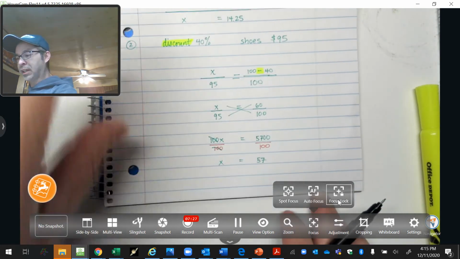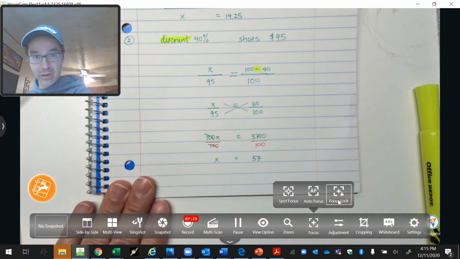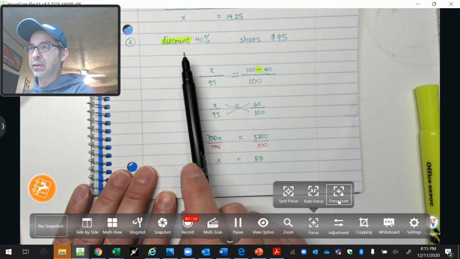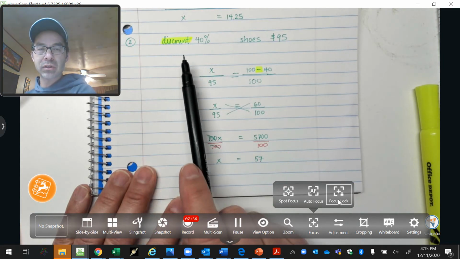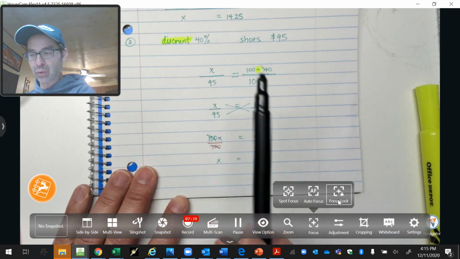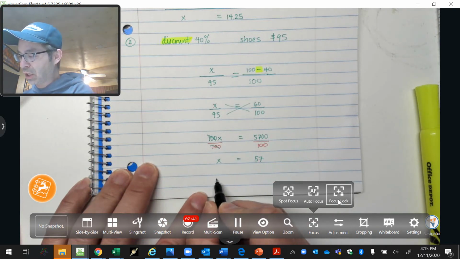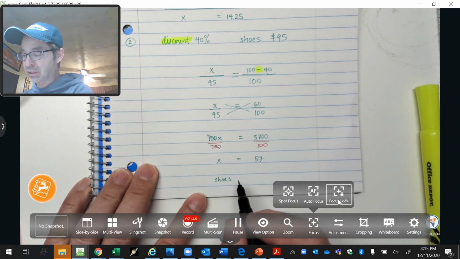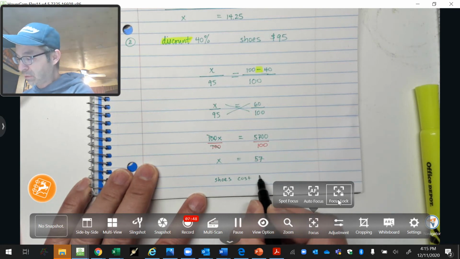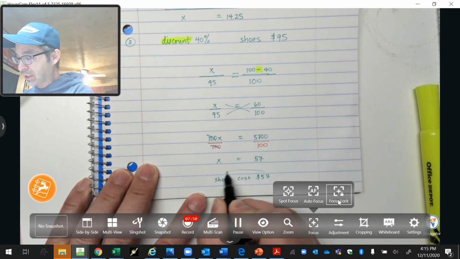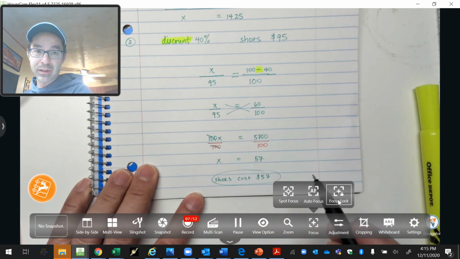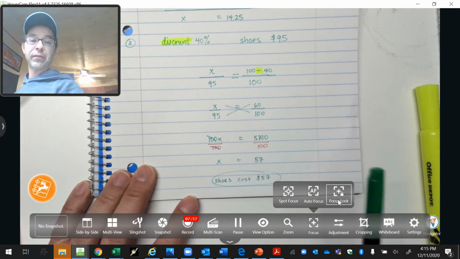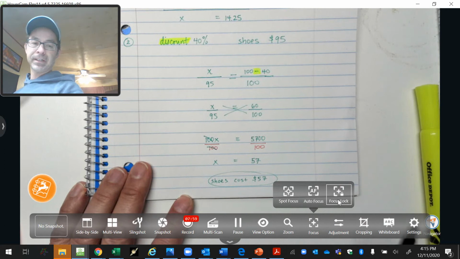So, think of everything you just did as the work, and the sentence is the answer to the problem. If the problem says, how much will the new shoes cost you? You say, the shoes cost, and I don't even need to see a complete sentence. I just need to see a partial sentence. Shoes cost $57. That's a pretty good deal. 40% off is a lot of off. It's almost half off.